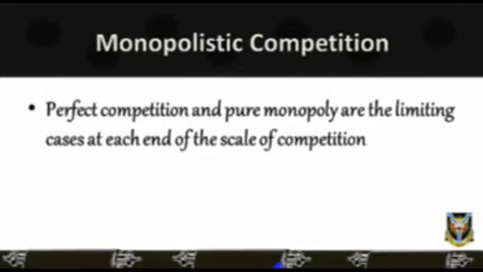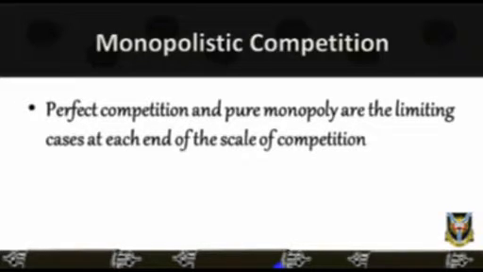Monopolistic competition. Perfect competition and pure monopoly are the limiting cases at each end of the scale of competition. But neither situation is found frequently in the real world. What is actually found is the combination of elements of both competition and monopoly.